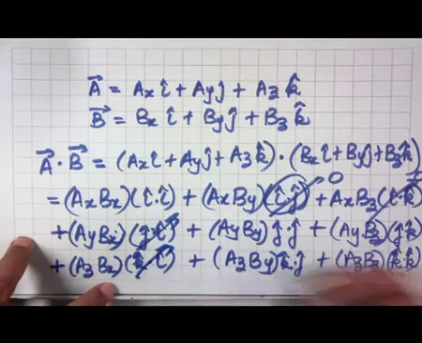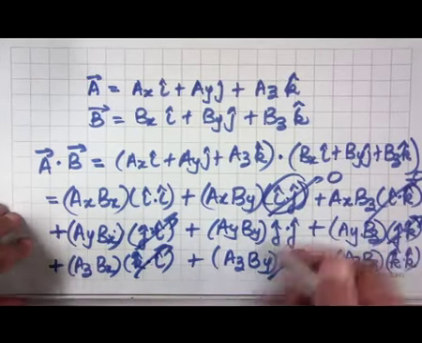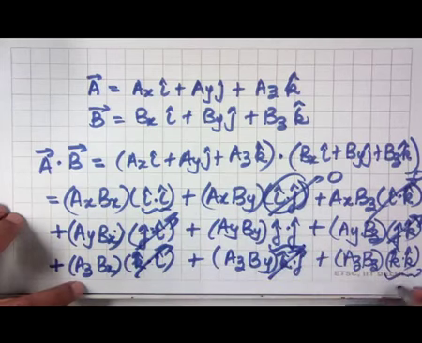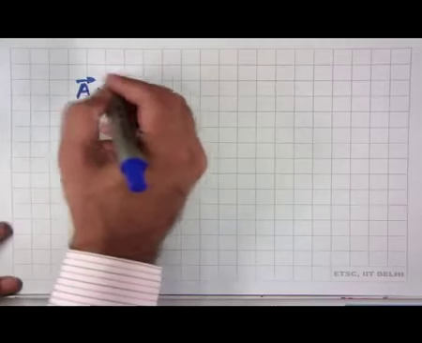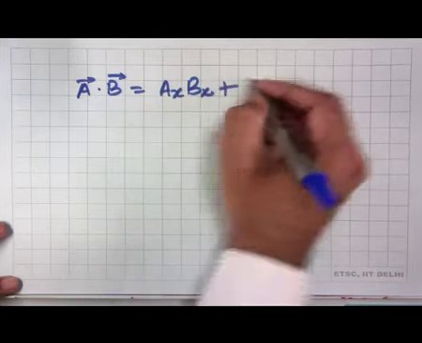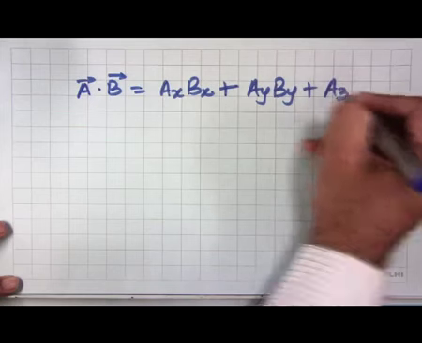And continuing, j dotted with i, k dot i will be 0, k dot j will be 0, j dot k will be 0, and each of these i dot i, j dot j and k dot k will be 1. So, finally, what we get is A dot B is equal to, in terms of components, AX BX plus AY BY plus AZ BZ.